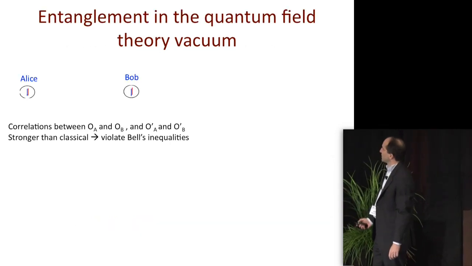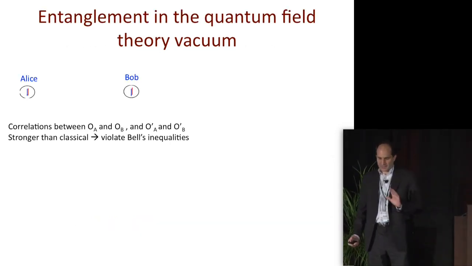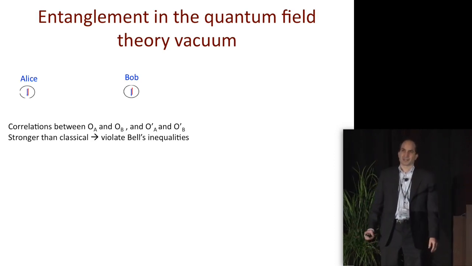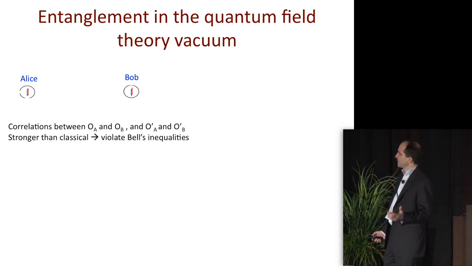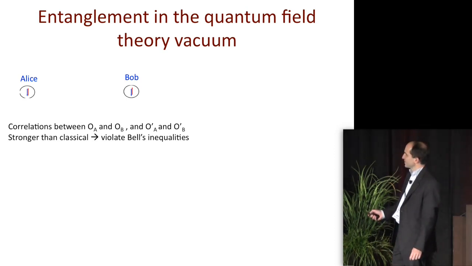I'll be talking about entanglement in quantum field theory and quantum gravity, and I'll discuss only a few aspects. So we all know what entanglement is in the context of ordinary quantum mechanics. We have two separated experimenters, Alice and Bob, and each one has a quantum system.